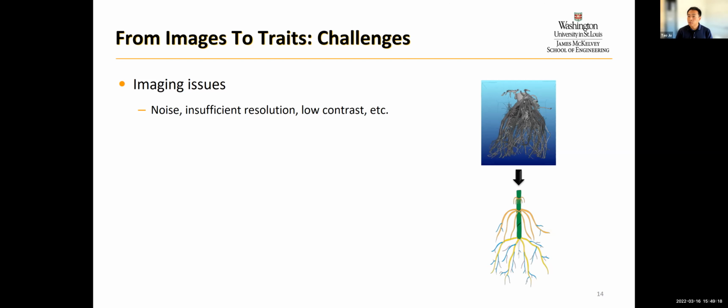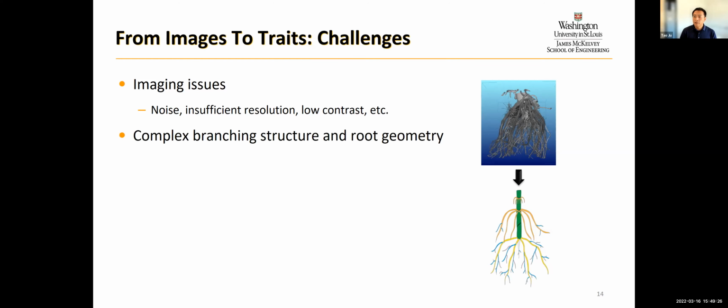There's also low contrast issues, especially if the roots are growing in the soil in different media. There's also the inherent complexity of roots themselves. Like I said, roots are complex and unpredictable in the way that there is a lot of study about the structure of the plants above the ground. There are even mathematical ways to represent those structures using parametric L systems, for example, or procedural models.